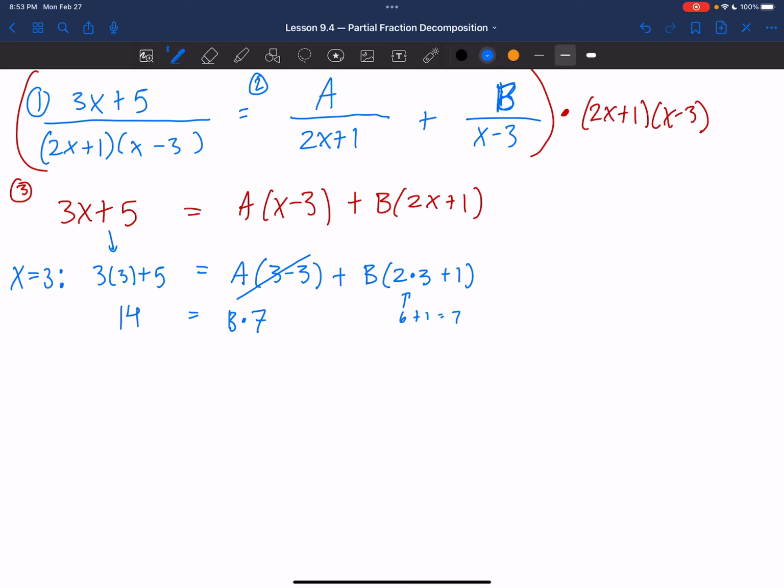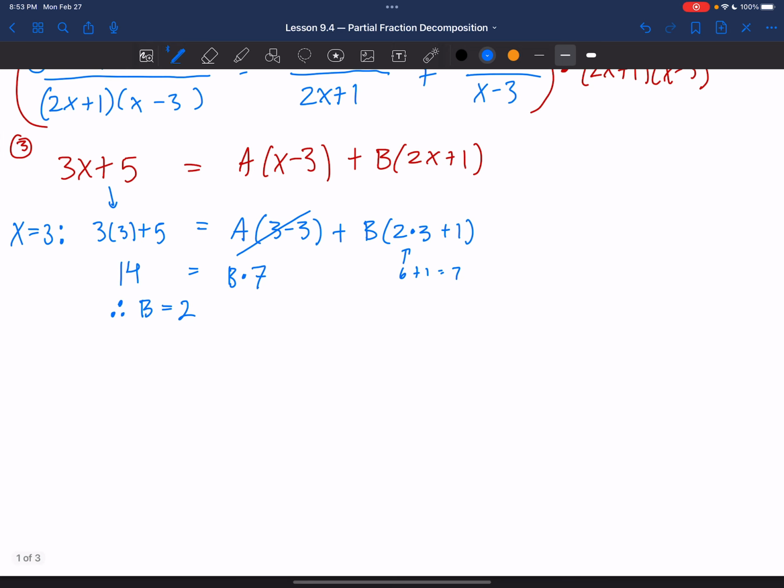So I'm going to write, therefore, b equals 2. And you found b. So you see what we did is we used a careful choice for x, saying x equals 3, plug that into the equation, evaluate it, that effectively eliminates a from the equation and creates a single equation with just one unknown, which is b, and then we can solve.